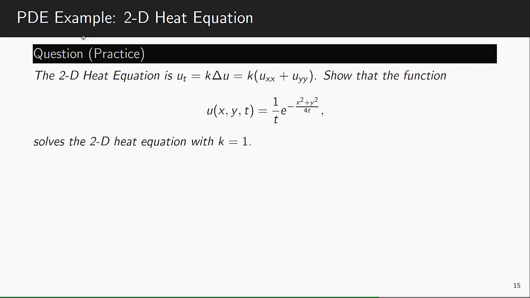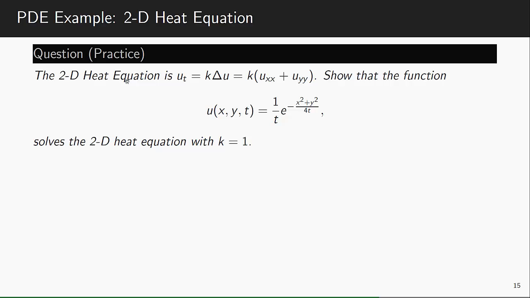All right, let's try another one. You can try this for practice. So this is a 2D version of the heat equation. So instead of having a one-dimensional rod, we've now got a two-dimensional plate. So at each point in the plate, you've got an x and a y coordinate and a temperature associated to that point at every time. So really, this is a function of x, y, and t. x and y telling you where in the plate you are, t telling you what time you're at, and u giving you the temperature.